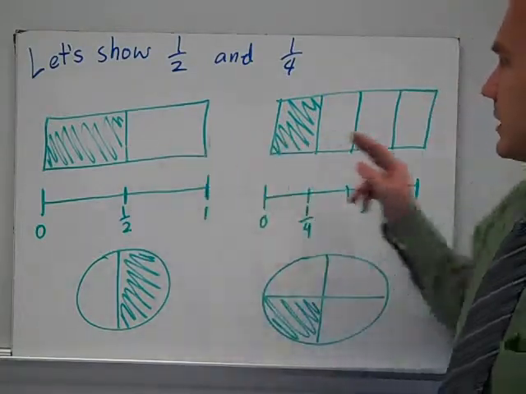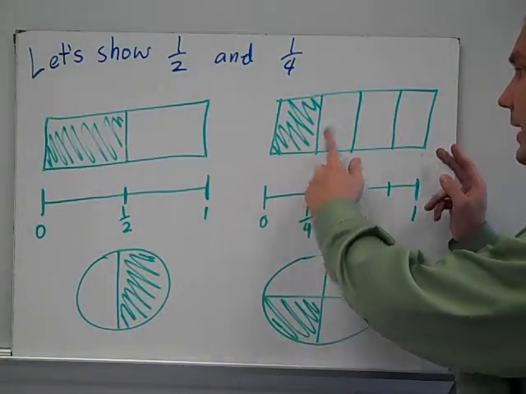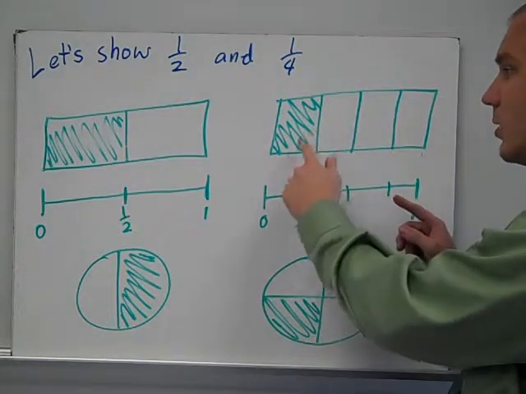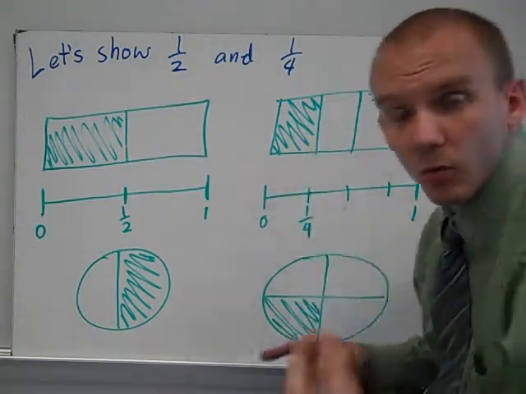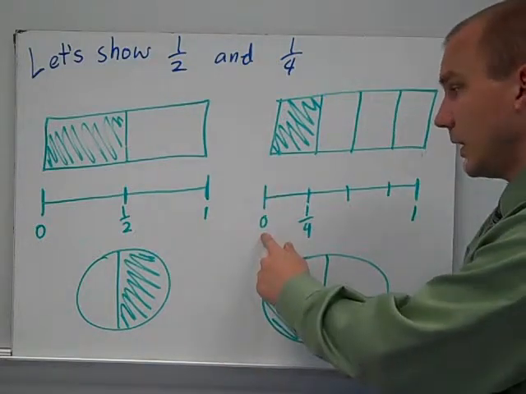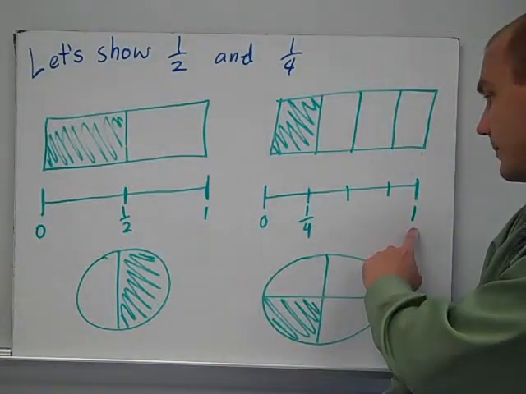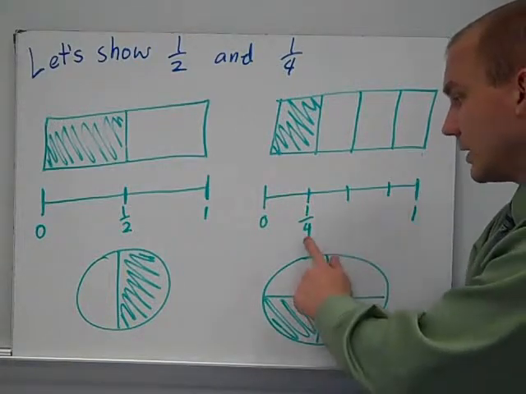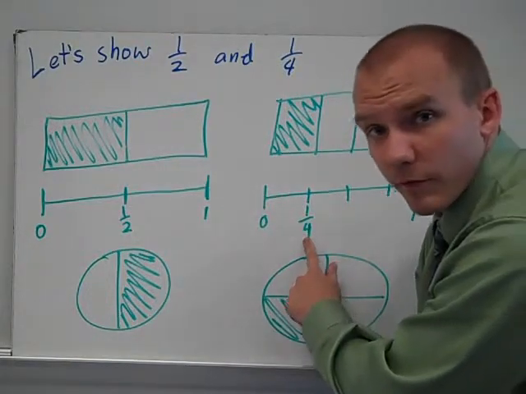Fourths, the rectangle looks similar. However, I split it into 4 equal parts. 1, 2, 3, 4. One of them is shaded in, so this is 1/4. And then our number line, again, starts at 0 and goes to 1. But in between, I have 1, 2, 3, 4 equal parts. The first one is 1/4.